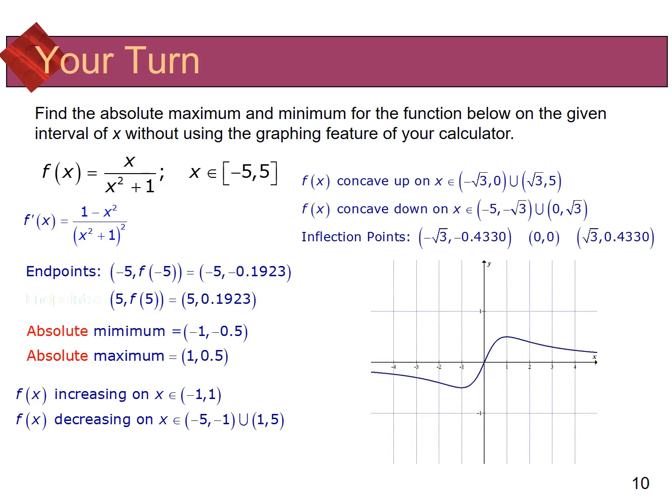And so that is what this function looks like. I mean, yeah, I took this further than needed, but I just wanted to make sure you knew how to go about finding the rest of it, because sometimes they will ask you to produce graphs from it. But the final answer: the absolute maximum is at 1, 0.5, and the absolute minimum is at -1, -0.5.